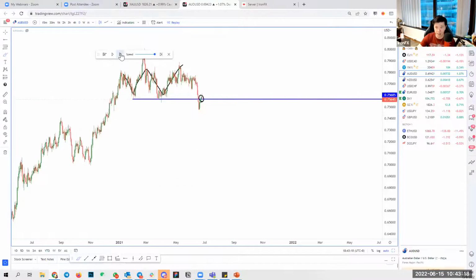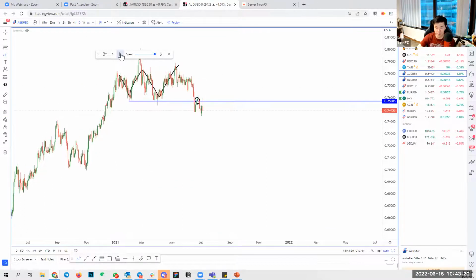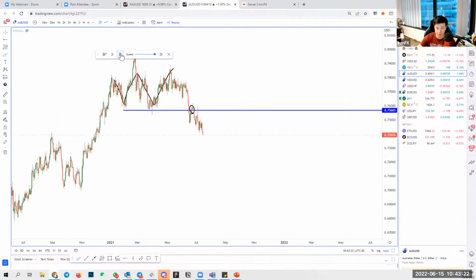What happens? Yeah, it comes back up. Bam, it goes down. It goes down. So this is the pullback resistance that we're looking at. Now that this resistance happened, it is now called an overlap resistance. Key level to look out for.